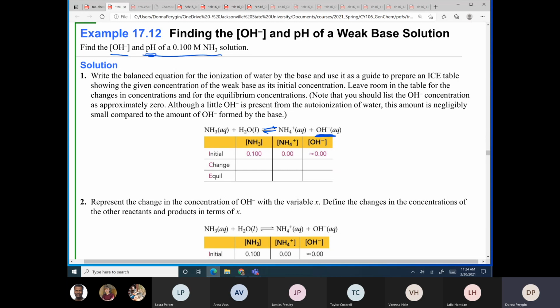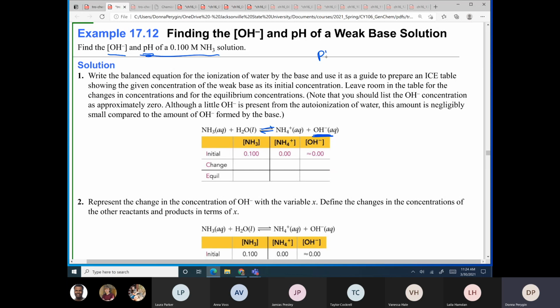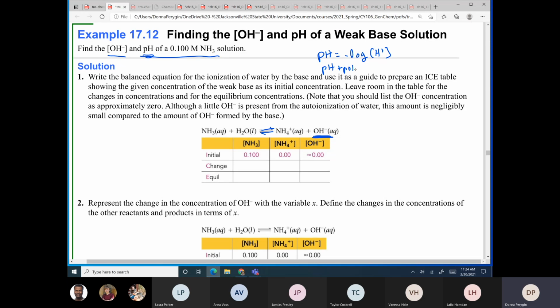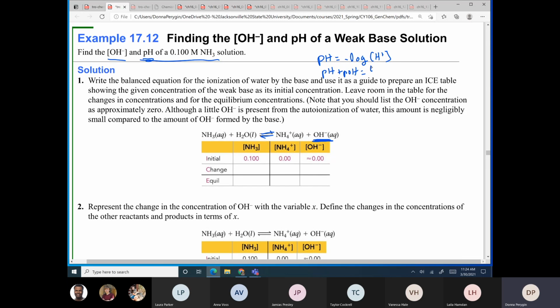which we can get, as we saw, from the hydroxide ion concentration, because pH plus pOH is equal to 14. So remember, pH is equal to the negative log of the H plus concentration, and pH plus pOH is equal to 14. We're going to be looking for the hydroxide ion concentration here, but we need the H plus concentration to calculate the pH. And so we can get the hydroxide ion concentration from setting up this equilibrium expression.